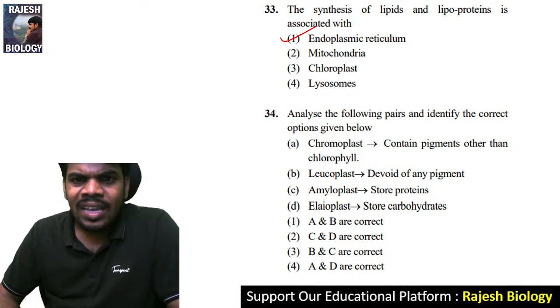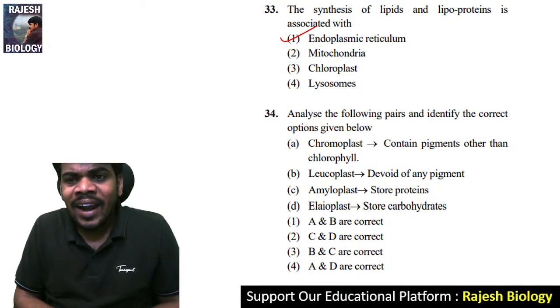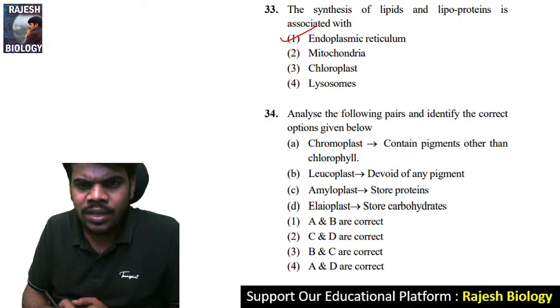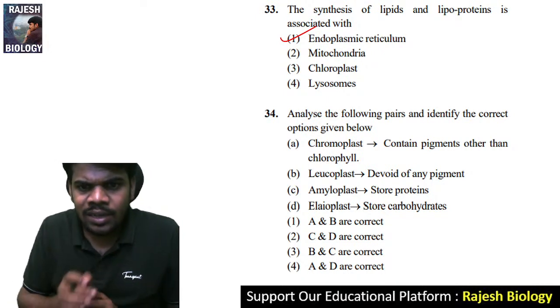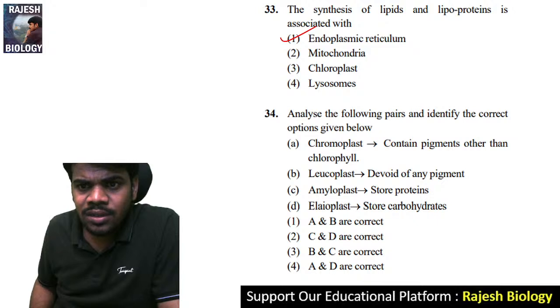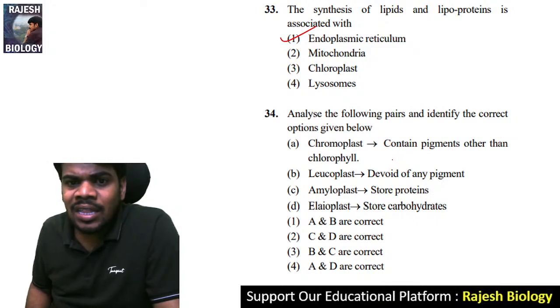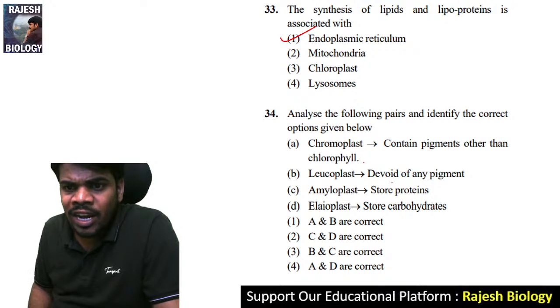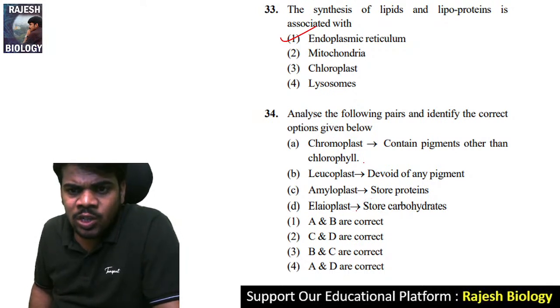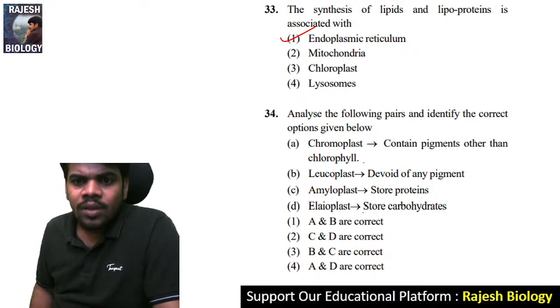34th question. Analyze the following pairs and identify the correct options given below. I'm going to read these pairs, you have to say which is correct. Chromoplast contain pigments other than the chlorophyll, and leucoplast devoid of any pigment. Amyloplast store proteins. Eleoplast store carbohydrates. Okay, which are correct?